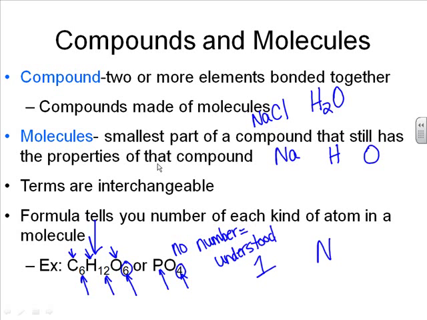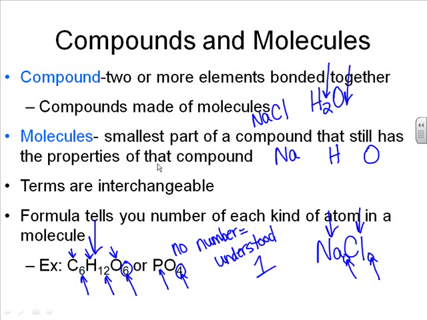So for example, table salt. It's made of sodium and chlorine. How many? Well, there's no number at either. So there's 1 sodium and 1 chlorine. If we look at the chemical formula for water, we know that water is made of 2 hydrogen and 1 oxygen. 2 hydrogen molecules, 1 oxygen molecule can make the compound water.